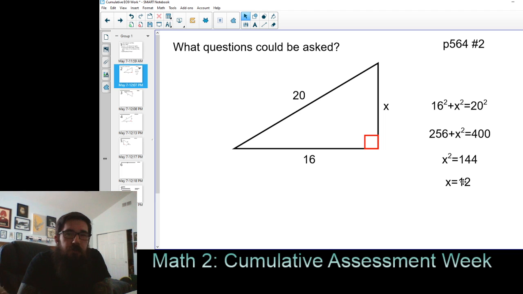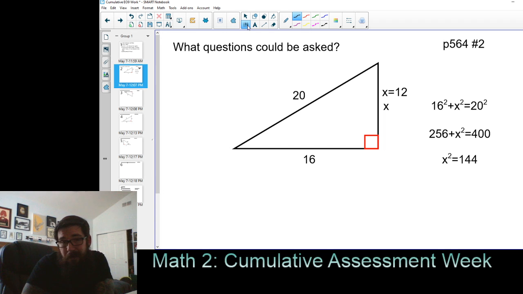Now, where could you go further from here? In page 564, number 2, that's all it's really asking you to do. But at this point, you have all 3 sides. I could ask you to completely solve this triangle. You could go back and figure out these other unknown angles. We have the 90. Since you have all 3 sides, you could use any trig function you want.